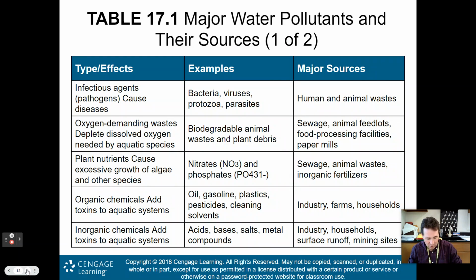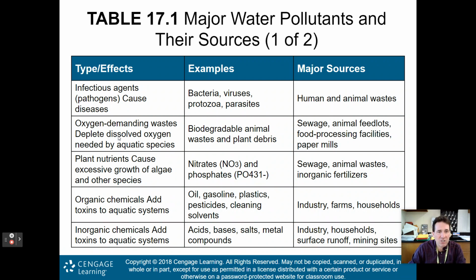So, on the next two pages, this slide and the next slide has some major water pollutants and their sources. Again, while you may not need to memorize every one, I would definitely have a general idea of these if you need to use them on a FRQ. So again, the type or the effect, infectious agents like pathogens can cause disease. Examples would be bacteria, viruses, protozoa, parasites. Where do we get it? Human and animal wastes.